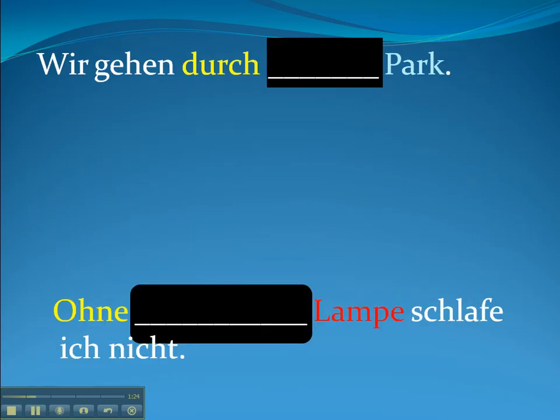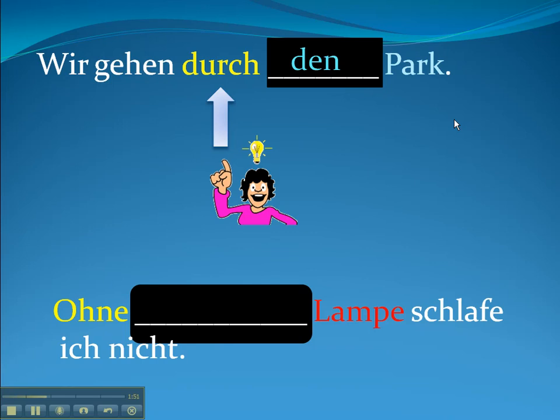Okay, so let's look at some examples. Here we have a sentence. Wir gehen durch something park. Okay, so, here's our preposition. We know that durch is one of our fudgio prepositions, so it's followed by the accusative. We know that the word park is masculine. So, therefore, den. Wir gehen durch den Park. We go through the park.